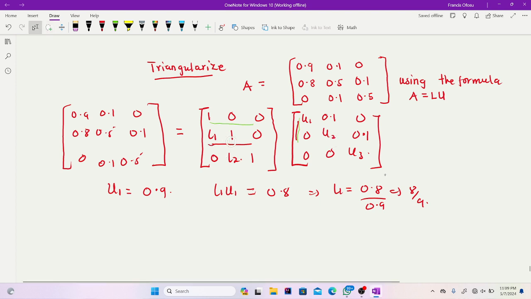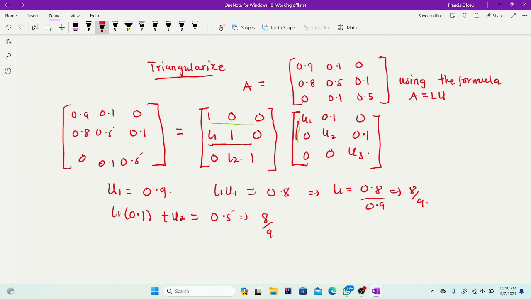This same row by what? By my second column, right? So for my second column, I'll have L1 multiplying 0.1, plus U2, plus 0, should give us what? 0.5, which is the middle one here. So right now I know L1, 8 out of 9, plus U2 should give me 0.5.